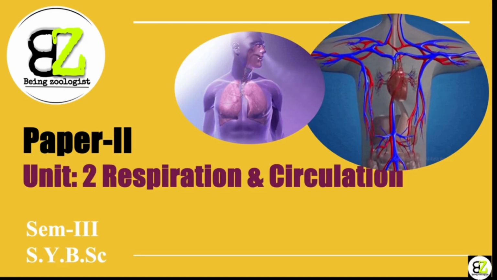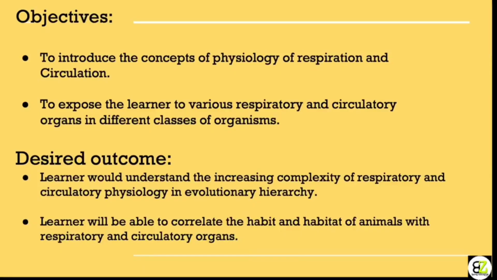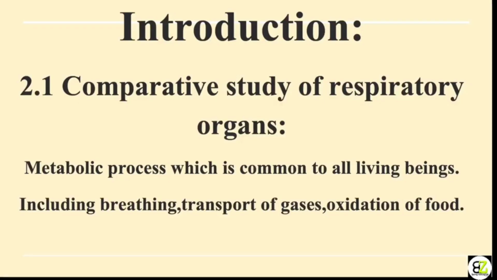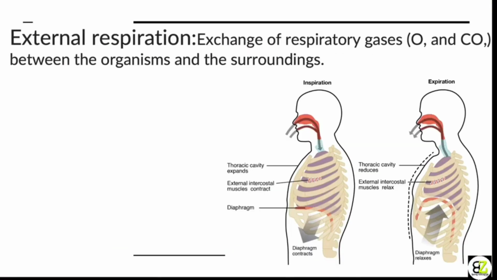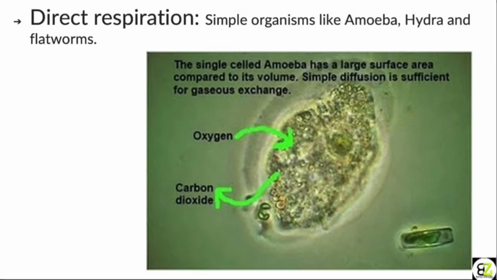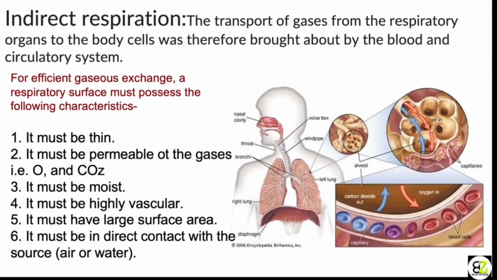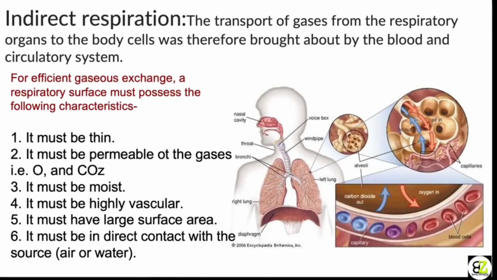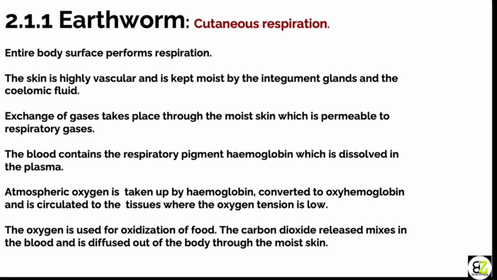So today we are discussing the revision of your respiration and circulation unit. I hope you understood all the topics. This is your syllabus which we have already covered, right? So external respiration, internal respiration, in which what happens? The exchange of gases takes place directly from the cell surface, that is the direct one. Indirect respiration, there are some organs involved for respiration purpose, like lungs, nostrils. So indirect respiration is there and direct respiration is there.